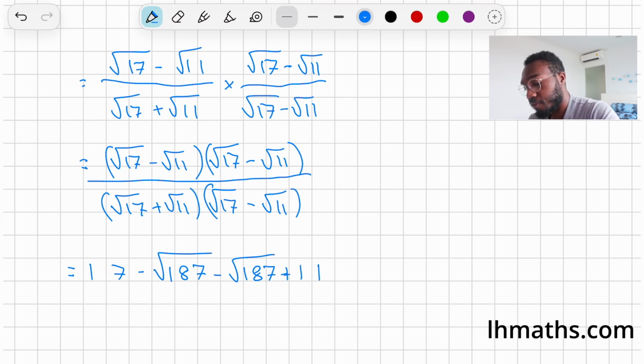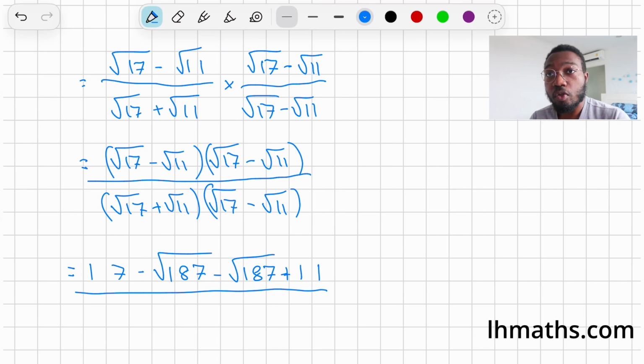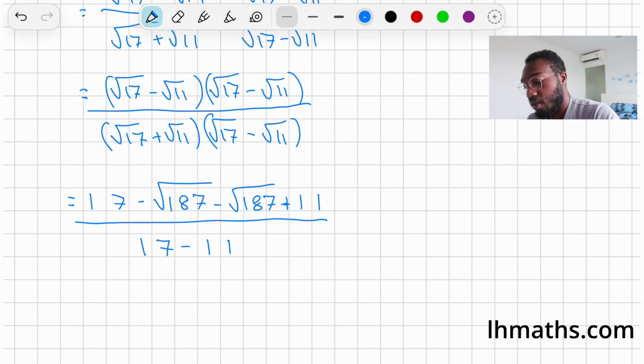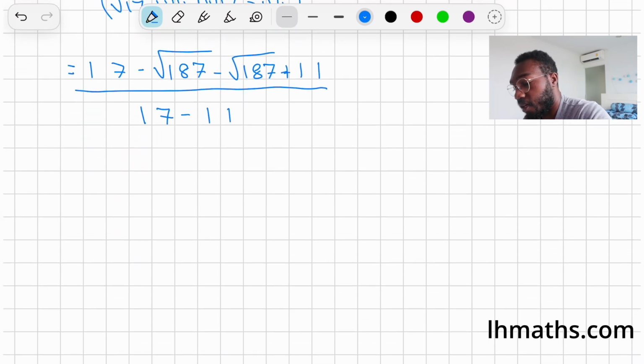Okay, and then the bottom half, we know that it's a difference of two squares, so we don't need to worry about the things in the middle. We can just do the square root of 17 times the square root of 17, which is 17. And then we can just do the square root of 11 times by the negative square root of 11, which is just minus 11. Okay, so now we're at this stage. If I just scroll up a bit, now we are at this stage.